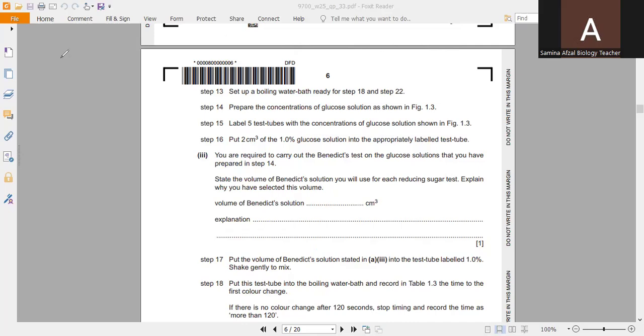Now, label 5 test tubes with the concentrations as we have discussed right now. Now, I am moving this. You are required to carry out the Benedict test on the glucose solutions that you have.